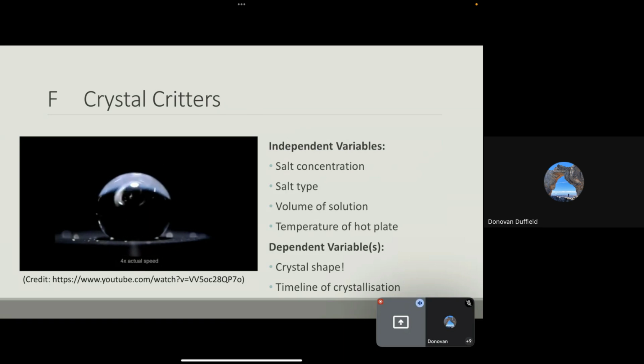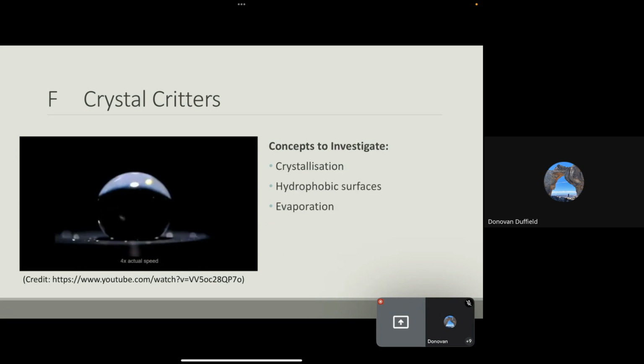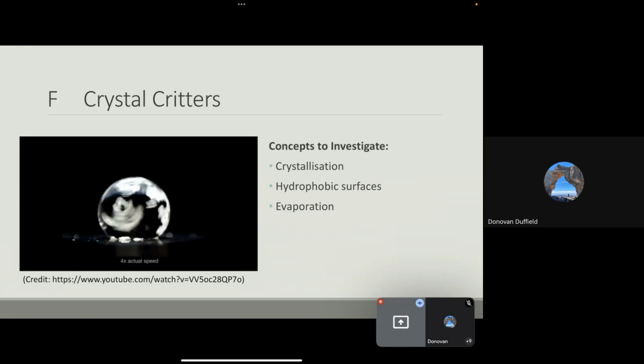So then the dependent variables, this is a bit atypical because you're looking at a shape. You're not measuring something specific, you're actually looking at these crystal critters. So you need to come up with a way to talk about them. Then some concepts to look at here are crystallization, hydrophobic surfaces, and evaporation.